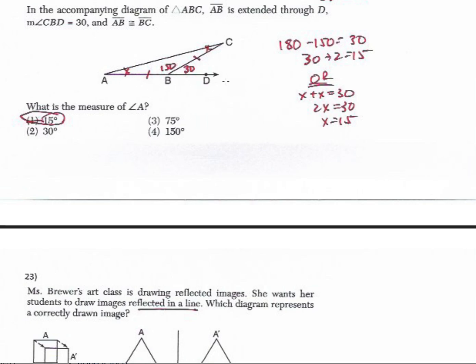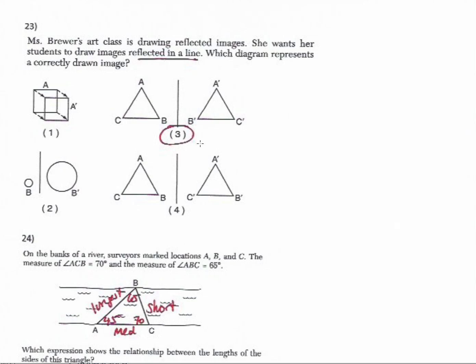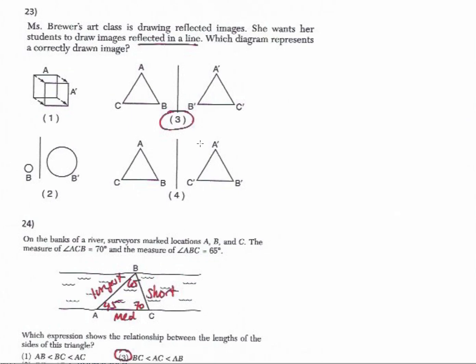Okay. Number 22, in the accompanying diagram of triangle ABC, there's an exterior angle made by extending side AB through D. If CBD is 30, and if AB is congruent to BC, which makes it an isosceles triangle, what's the measure of angle X? Well, remember, the measure of an exterior angle is equal to the sum of the two remote interior angles. So X plus X have to add up to 30. 2x is 30, X is 15. Or you could look at it as the supplement of 30 is 150. And since you're in a triangle and you have to add up to 180, 180 minus 150 is 30, and those two angles are equal. So 30 divided by 2 is 15. Choice 1.